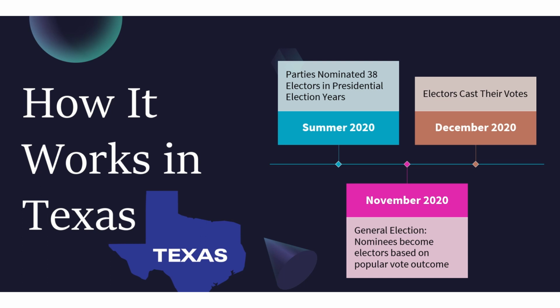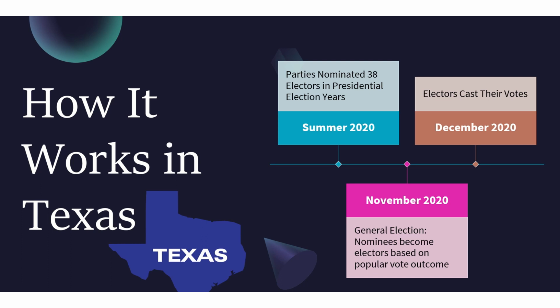So the parties nominate in the summer, and then we have the actual popular election in November, and then the Democrats had to go home because their party didn't get as many votes as Republicans. Their nominees become electors, and then in December they will actually cast their electoral votes. They'll go to Austin and they'll cast their electoral votes.